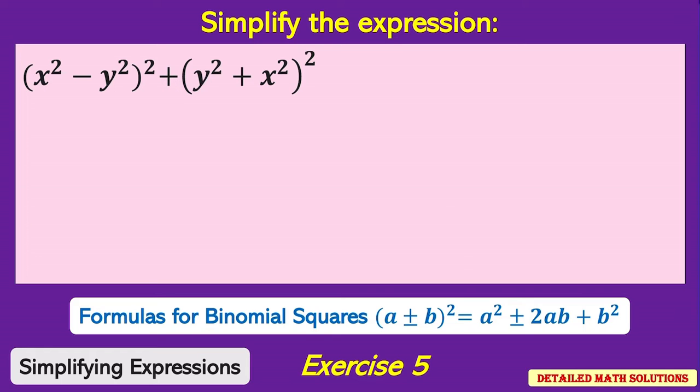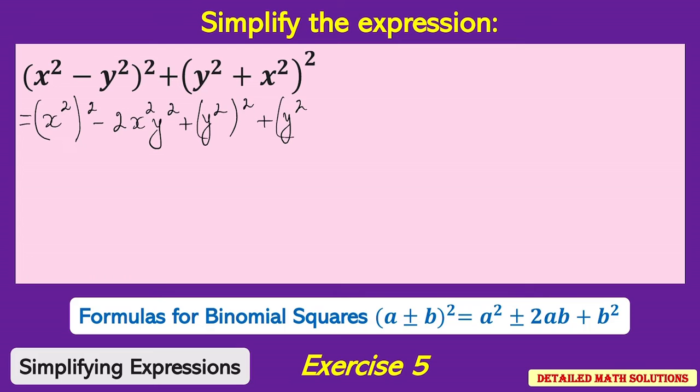Therefore, when I apply the formulas to each binomial square, this expression equals (x squared) squared minus 2 times x squared y squared plus (y squared) squared plus (y squared) squared plus 2 times y squared x squared plus (x squared) squared.